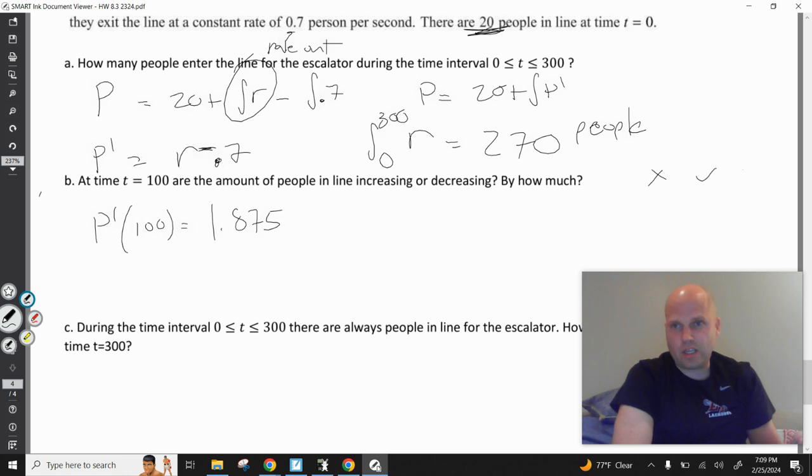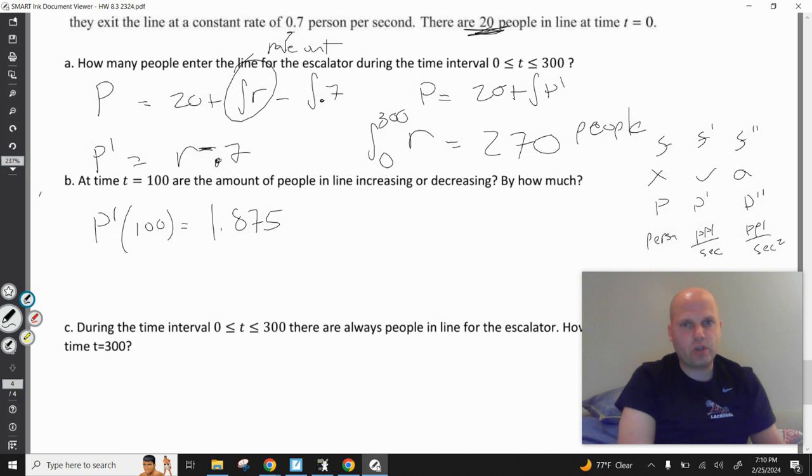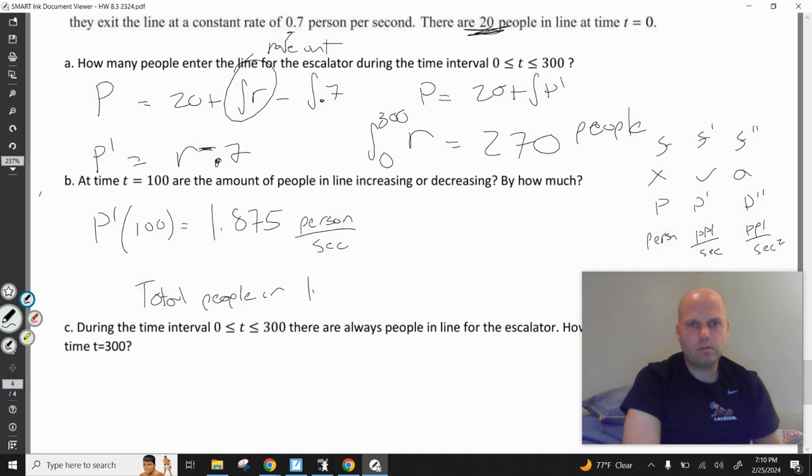Remember, x, v, a, f prime, f double prime, p prime, p double prime. P prime is a velocity. In this case, it's people per second, persons per second, persons per second per second. The units should help you understand what you have. So this is persons per second. Total people in line is increasing by 1.875 people per second.